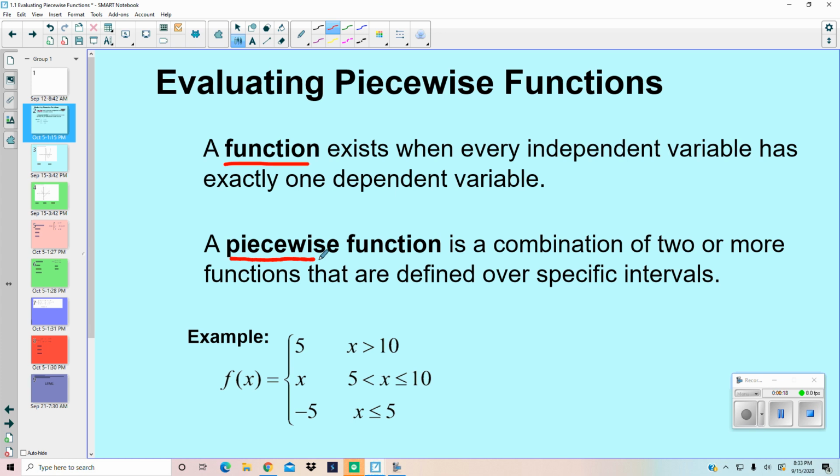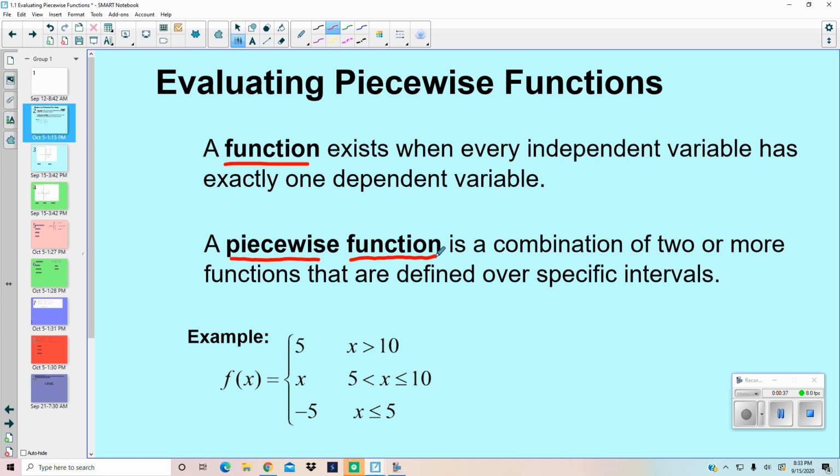A piecewise function, just think of it as several functions put together. So several pieces of a function to make several different functions put together to make one new function. So it's a combination of two or more functions that are defined over specific intervals.